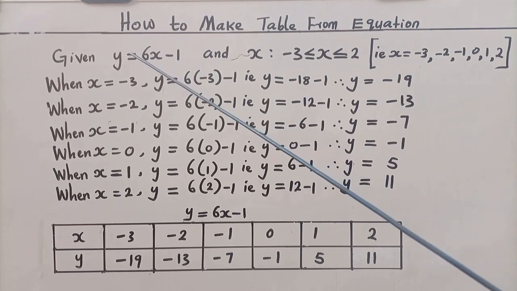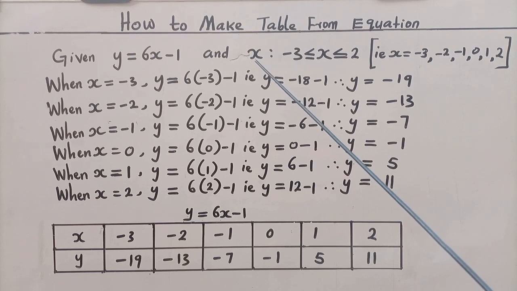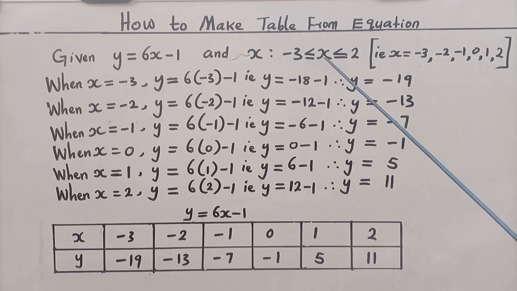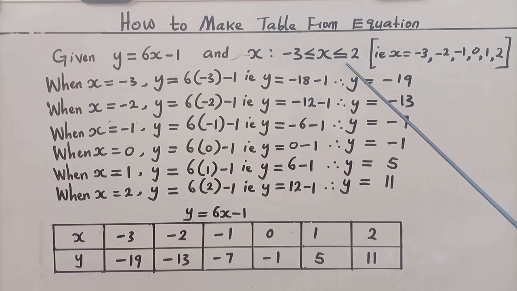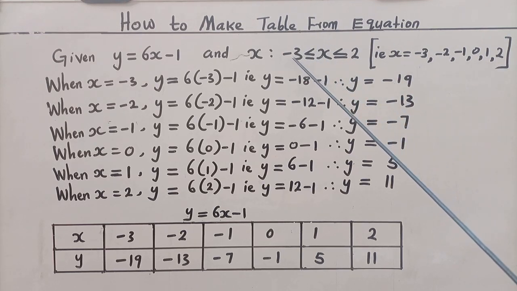We are given this equation, y is equal to 6x minus 1, and x is such that minus 3 is less than or equal to x, and x is less than or equal to 2. This is a statement of inequality, giving us the range of the values of x. When interpreted, look at what it means. It means from minus 3 to 2. Start counting from minus 3 to 2. Any values you get make the range of values for x.